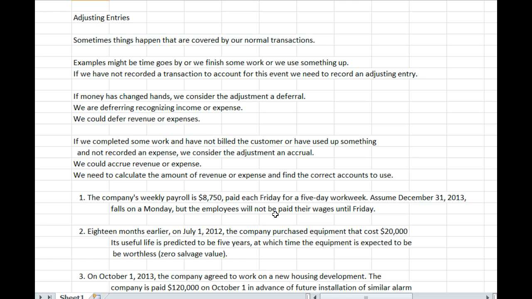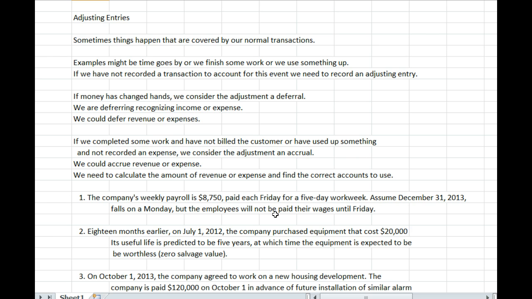So examples might be time going by, okay? We bought something, we use it up over time, or we finished some work, or we used something up, but we don't have the paperwork to back it up, and we haven't written a journal entry for it. So if we haven't recorded it, we do need to record an adjusting entry at this point. We usually do this at the end of the month or the end of the year.